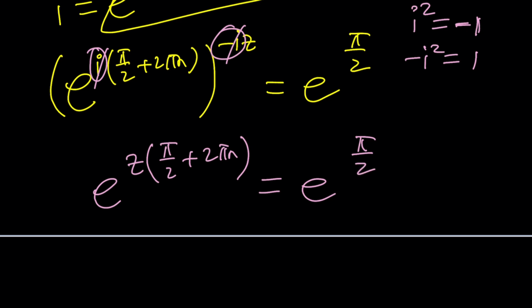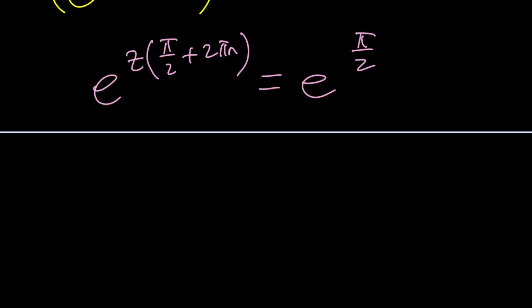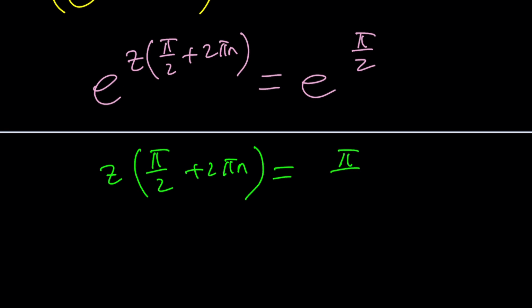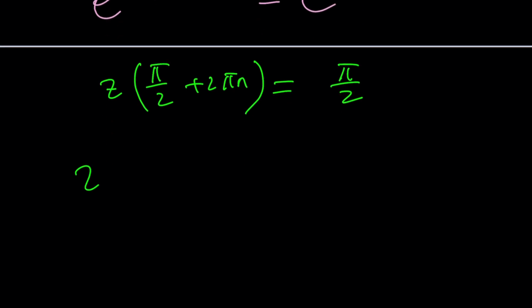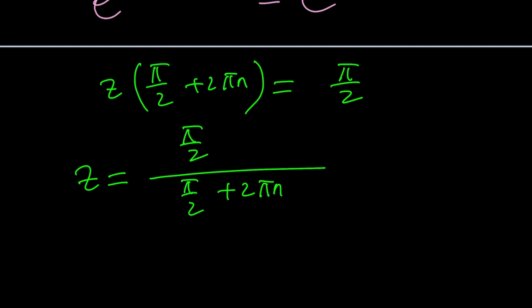Great. But now we have the same base, so we can ln both sides. This is a good time to do it. So we can end up with the exponents. And our goal should be what? To solve for z, of course. Well, so why don't we just multiply? I meant divide, right? Both sides by that. Wait a minute. Are you serious?